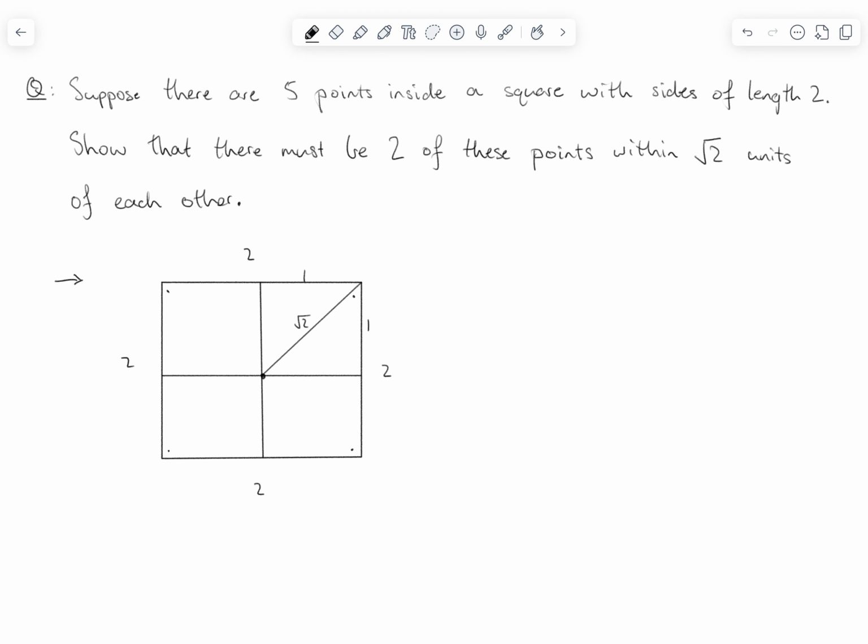So let's place it in the middle, and if you take the distance between that point and any other point, because the length of the diagonal of the unit square is root 2, then the distance between that center point and any other point is within root 2, because root 2 is the max length from the center to any other point in the unit square. Okay. So let's just take these points out.